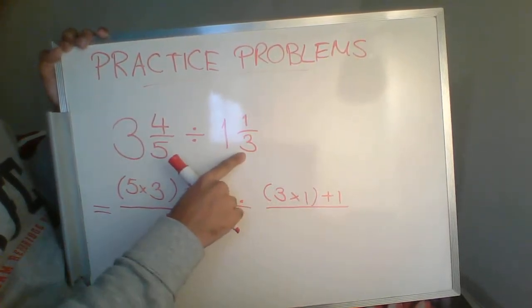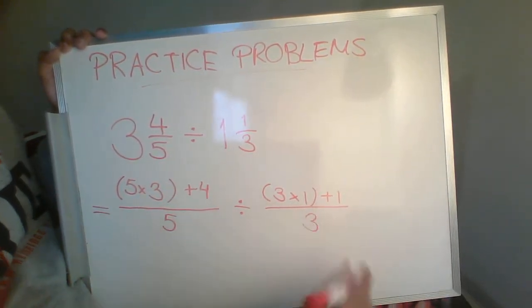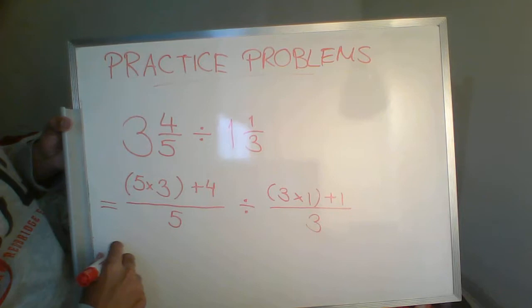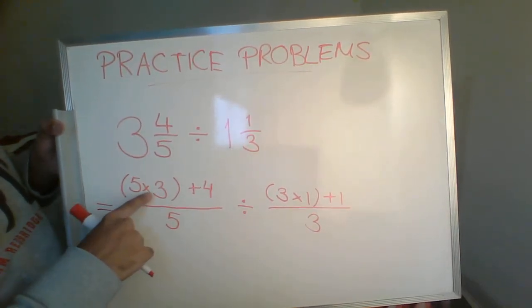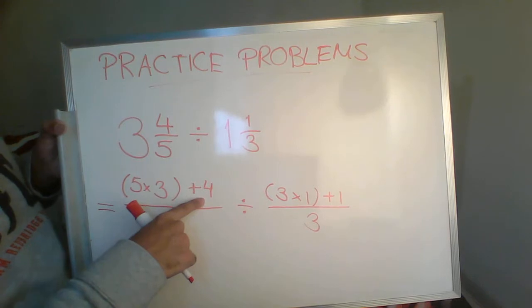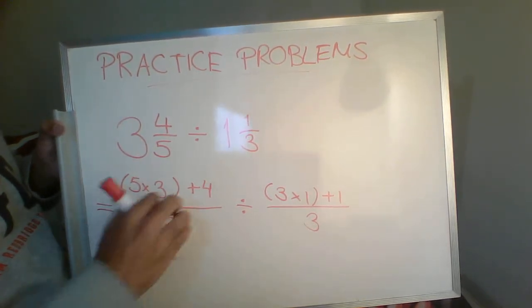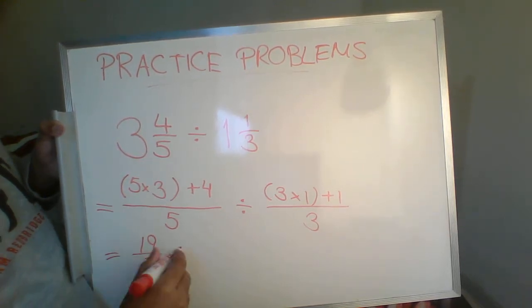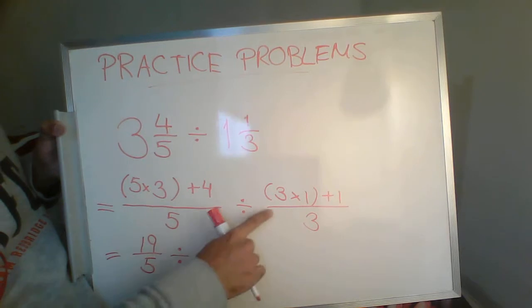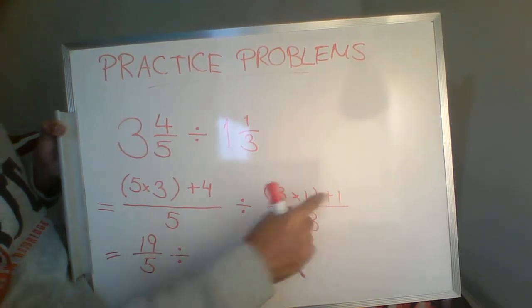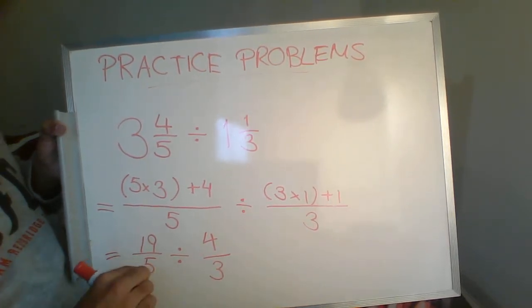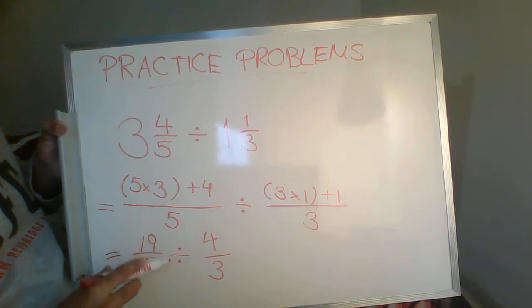And our denominator originally was a 3 over there, so that's just going to carry over, and we put a 3 downstairs. Alright, now let's go and figure out what those numerators actually are. For the first one, we've got 5 times 3, that's 15, plus 4, that's going to give us 19. So we've got 19 over 5 divided by, and then for the second one, 3 times 1 is 3, plus 1 is 4. And our denominator is still a 3. So this is what we're working with now. So we've got 19 over 5 divided by 4 over 3.